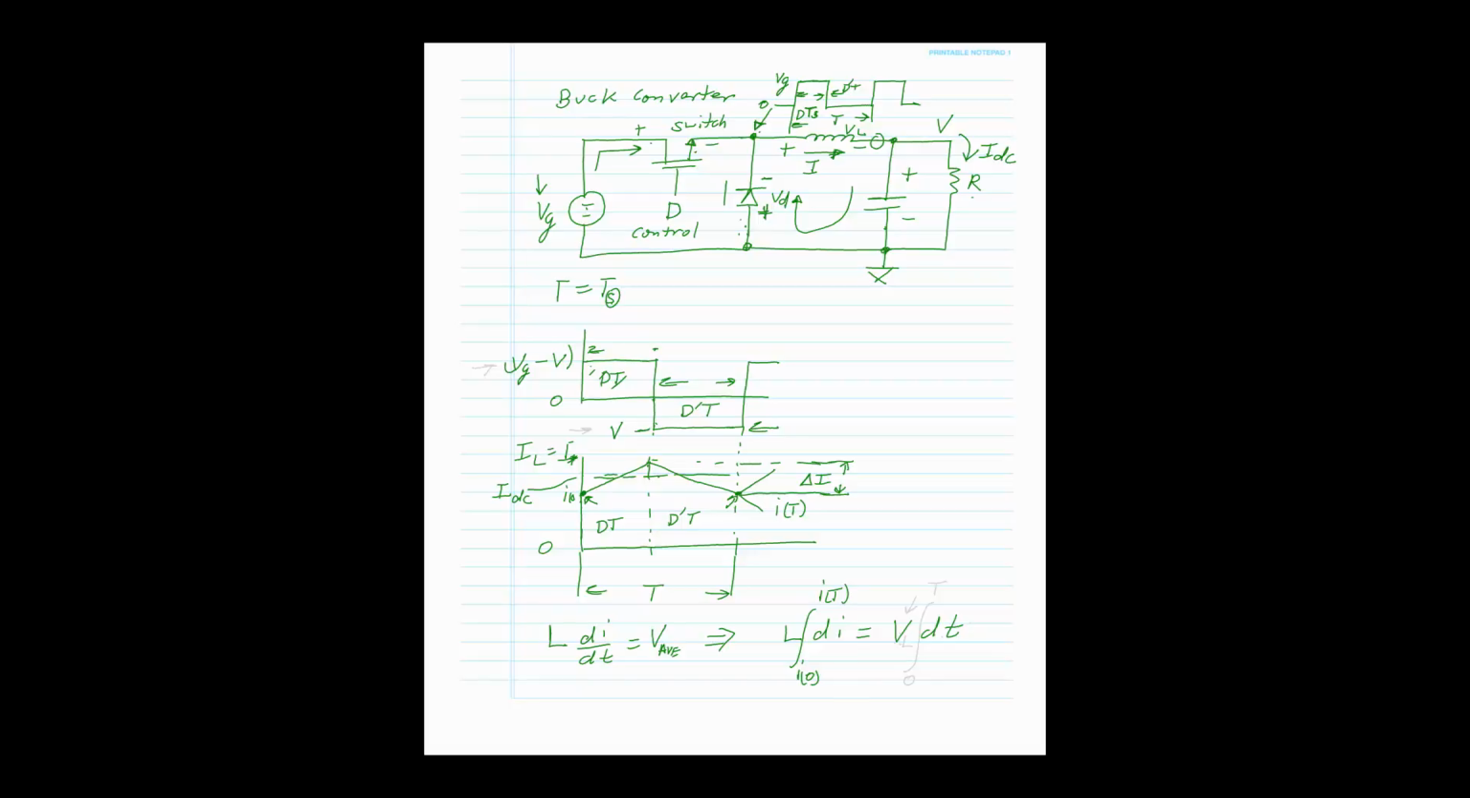That means that for each interval, this V is not the V output, so I should say this is the VL, the inductor voltage. That means that this V during the T on time is going to be Vg minus V. And for the off time, or D prime T time, it's going to be minus V. In either case, it's still a DC, so we can pull that out of the integral, and this is going to go from 0 to T, but we have to separate these.